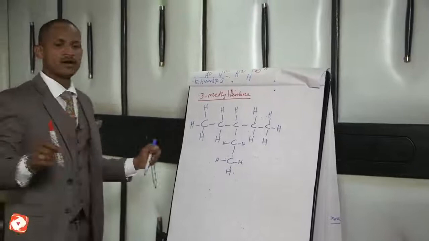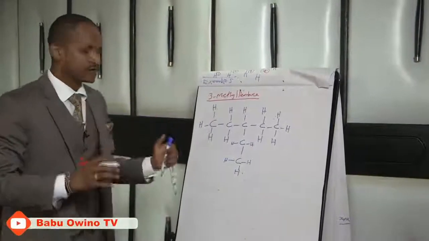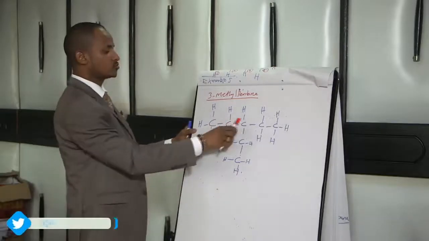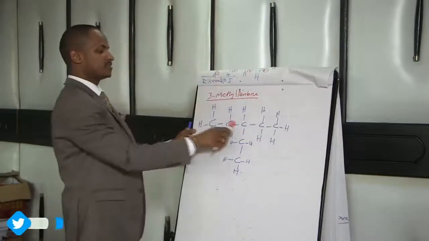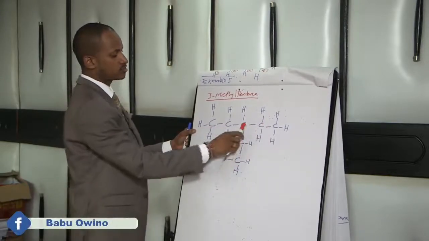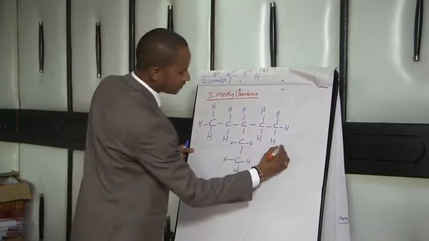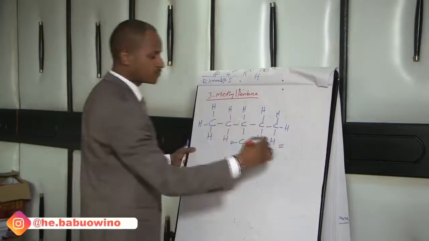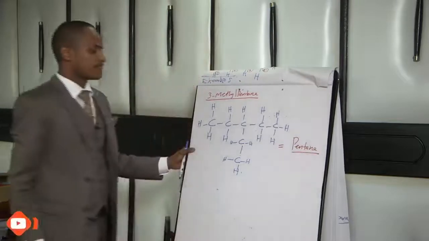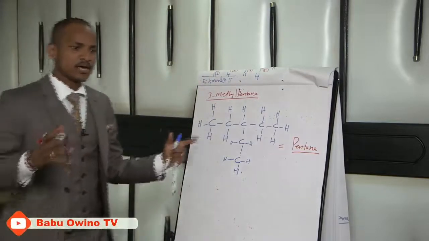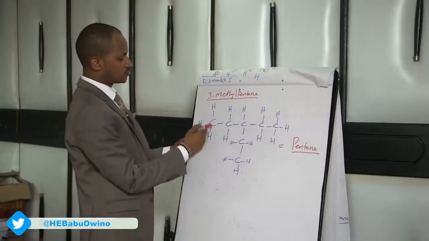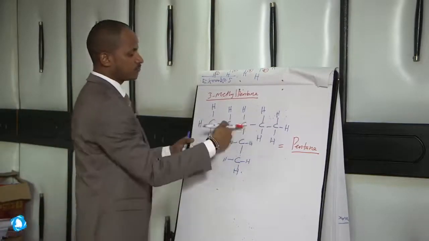Step number 1, as usual, identify the longest continuous carbon chain. The longest here is 1, 2, 3, 4, 5. If we go this way, 1, 2, 3, 4, 5. If we go the other way, 1, 2, 3, 4, 5. So we agree that the longest continuous chain has 5 carbons. That makes it a pentane. Anything else which is not along the longest continuous chain is a branch.